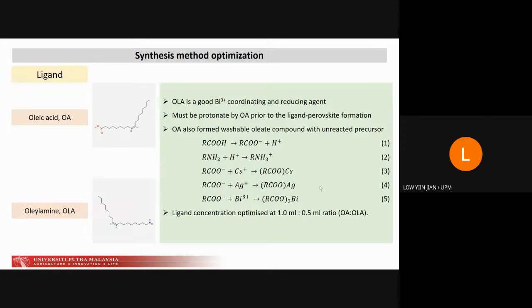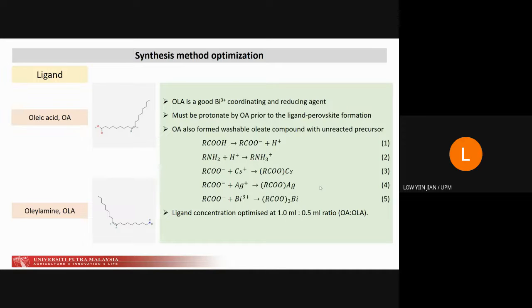In this study, OLA and OA, which are the oleylamine and also the oleic acid, are introduced as the ligands for the perovskite formation. OLA is known as a good coordinating agent in controlling the crystallite size of the perovskite during the crystal growth stage, and a reductant in improving the Bi precursor solubility.